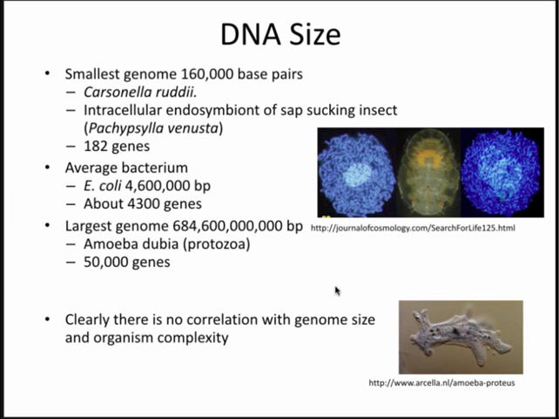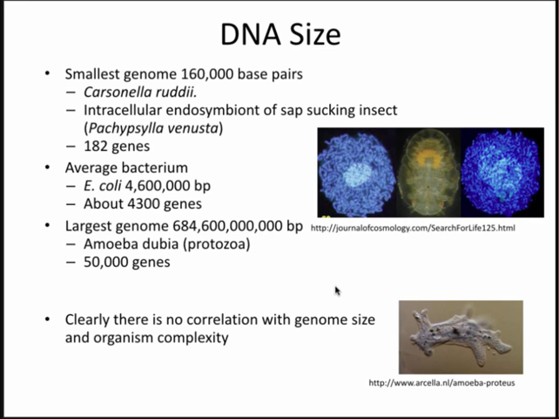DNA size. Genomes of various organisms can be of many different sizes. The smallest known genome is Carsonella ruddii. It's 160,000 base pairs, and that's pretty amazing because there's actually some plasmids that are larger than that. This is an intracellular endosymbiont of sap-sucking insects, and we'll talk about that, and what they do is provide amino acids for the insect. The average bacterium, E. coli, is about 4.6 million base pairs, about 4,300 genes.